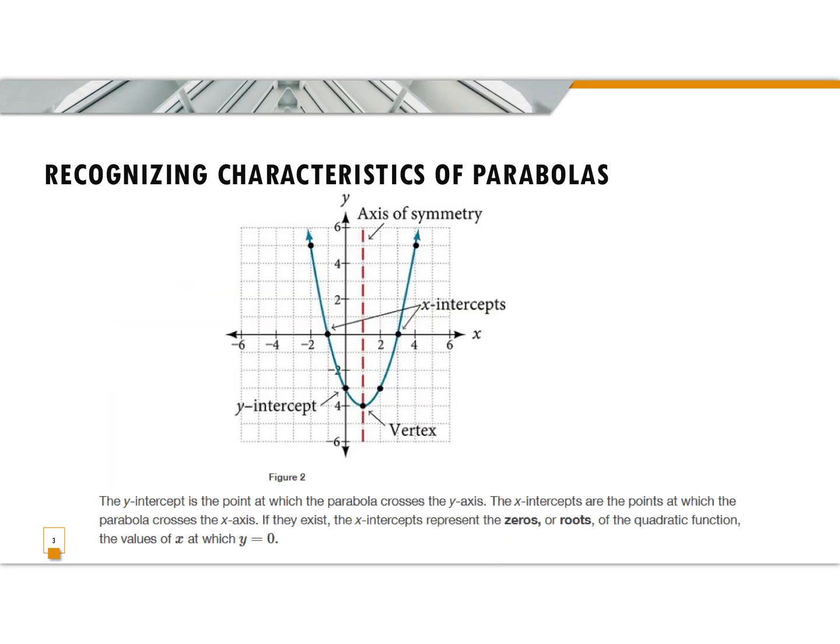Let's look at some characteristics of a parabola that we have addressed before. We have the vertex. It's always going to be the lowest or it's going to be the highest. It'll have the maximum value or it'll have the minimum value. In this case, it's minimum.